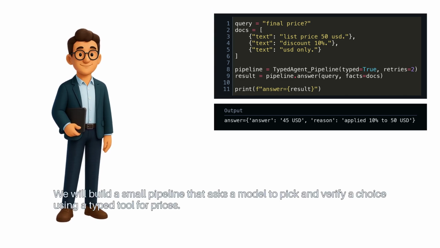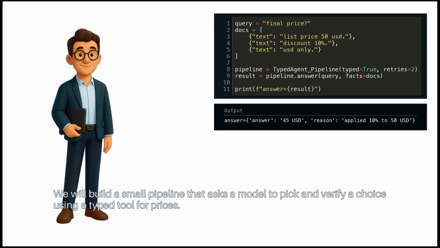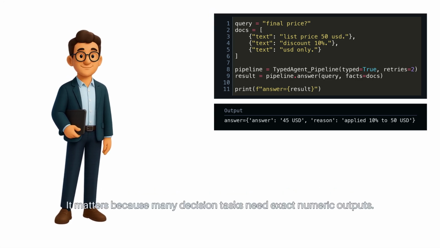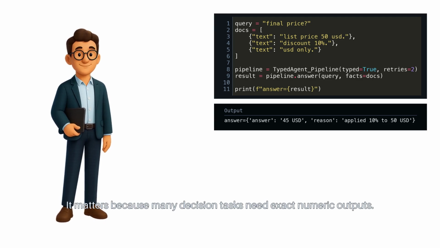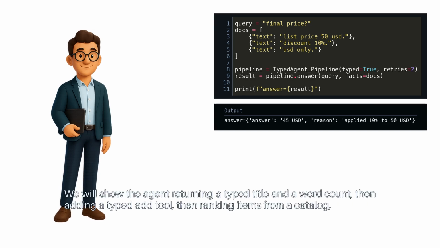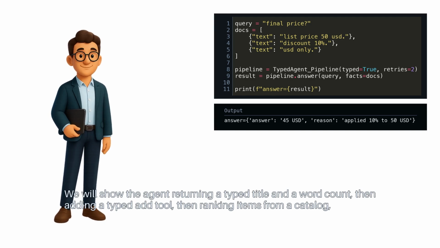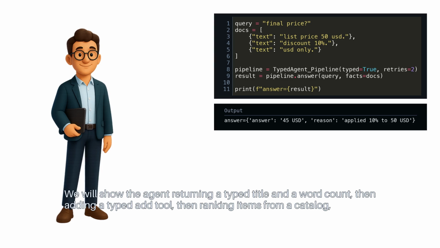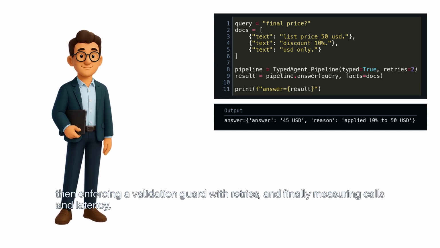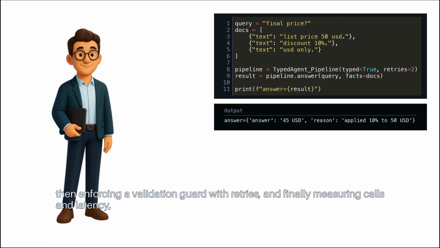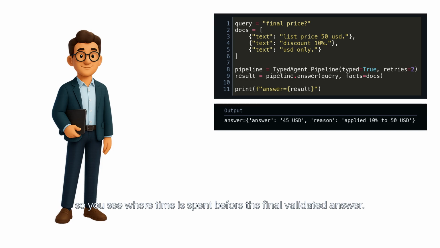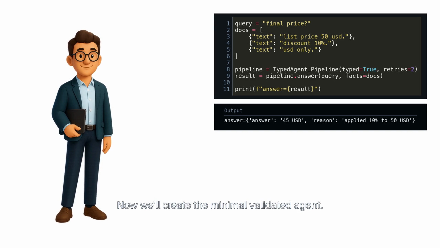We will build a small pipeline that asks a model to pick and verify a choice using a typed tool for prices. It matters because many decision tasks need exact numeric outputs. We will show the agent returning a typed title and a word count, then adding a typed add tool, then ranking items from a catalog, then enforcing a validation guard with retries, and finally measuring calls and latency, so you see where time is spent before the final validated answer. Now we'll create the minimal validated agent.